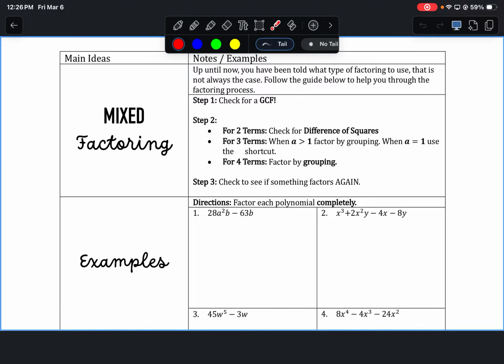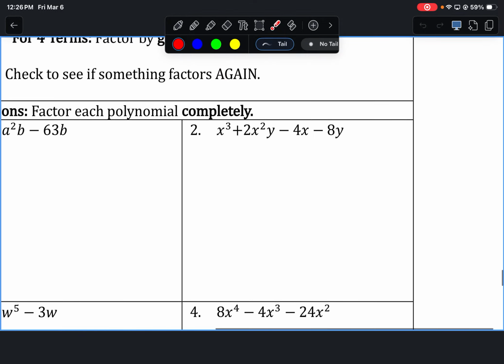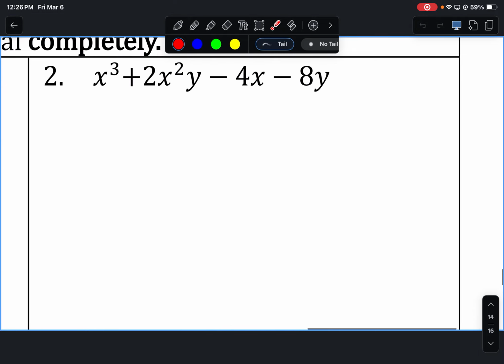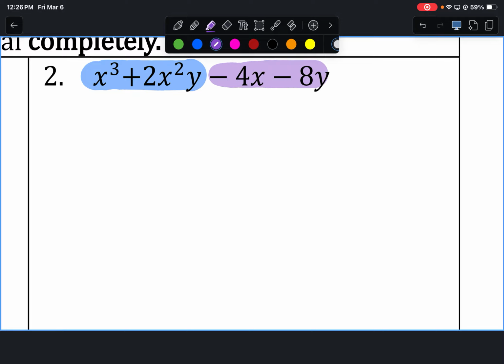So we're going to go ahead and look at question 2. How many terms are in this question? 4. Does it have a greatest common factor? No. So since it is a 4-term polynomial, what do we do? Grouping. So we're going to group the first 2 terms, and we're going to group the last 2 terms. When we group the first 2, what is the greatest common factor of the first 2? X squared. We take that out, what are we left with?